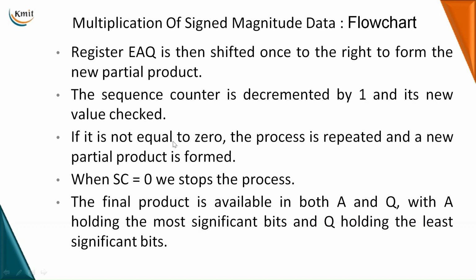If it is not equal to 0, then you are going to repeat the process. If the sequence counter is not equal to 0, the entire loop is repeated until a new partial product is formed. Whenever your sequence counter reaches 0, we stop the entire process. Whatever is there in the contents of A and Q, that is your actual product, and the sign bit will be in AS and QS. So this is the flowchart of multiplication of sign magnitude data.